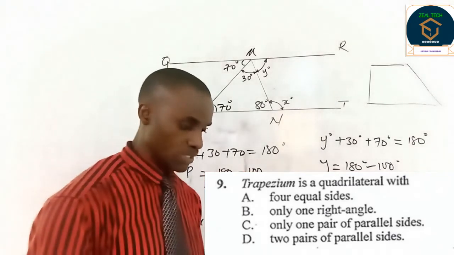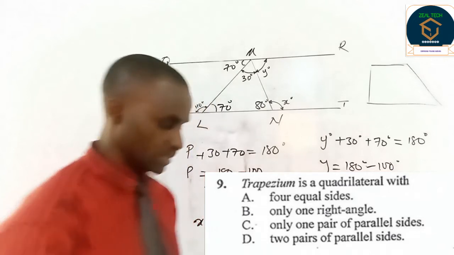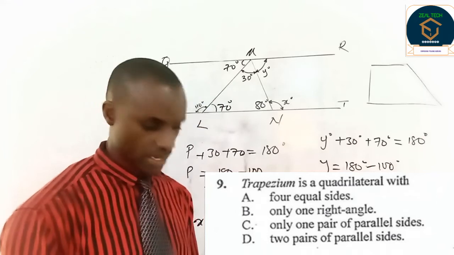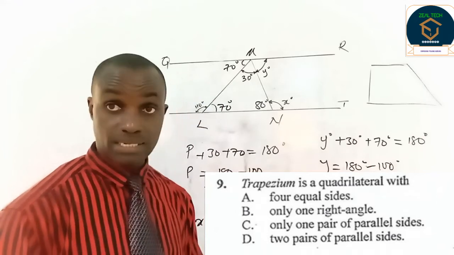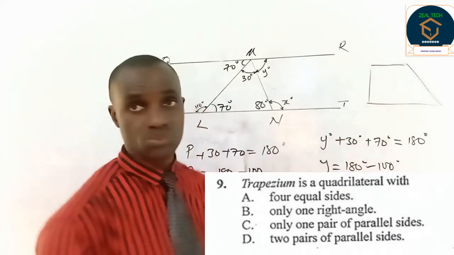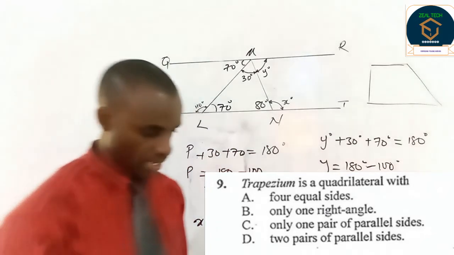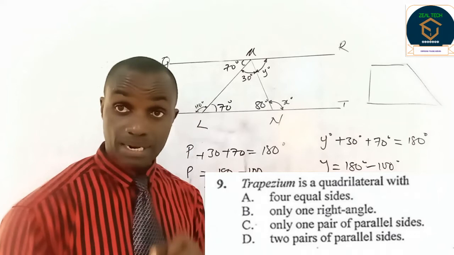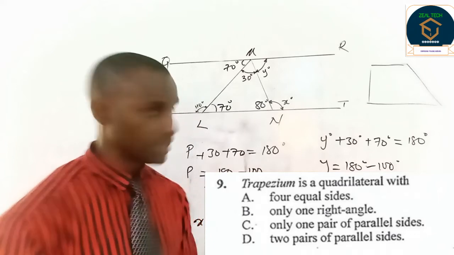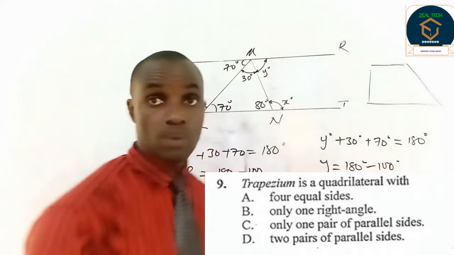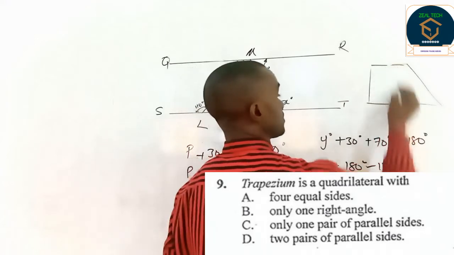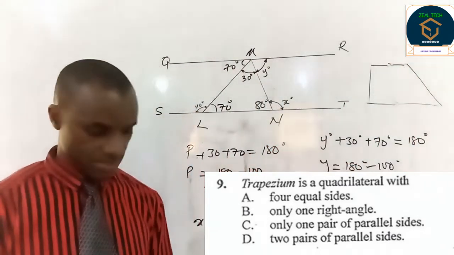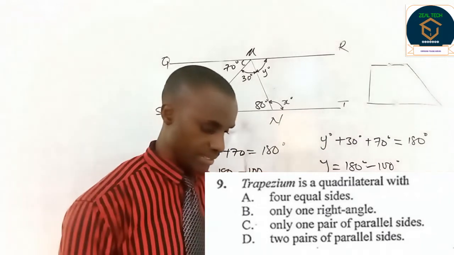A, 4 equal sides. Wrong. B, only one right angle. This one has to be, there are 2 of them, so it's not true. So we talk about C, only one pair of parallel sides. Yes, we have only one pair, because this one and this are always parallel in a trapezium. Alright, so the correct answer is C.